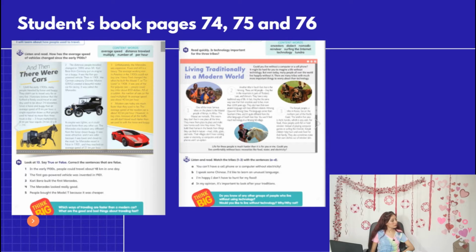Since a horse and buggy had an average speed of 8 kilometers per hour, a simple equation shows us that people used to travel no more than 3 hours a day. 3 hours multiplied by 8 kilometers per hour equals 24 kilometers. 3 times 8 equals 24.